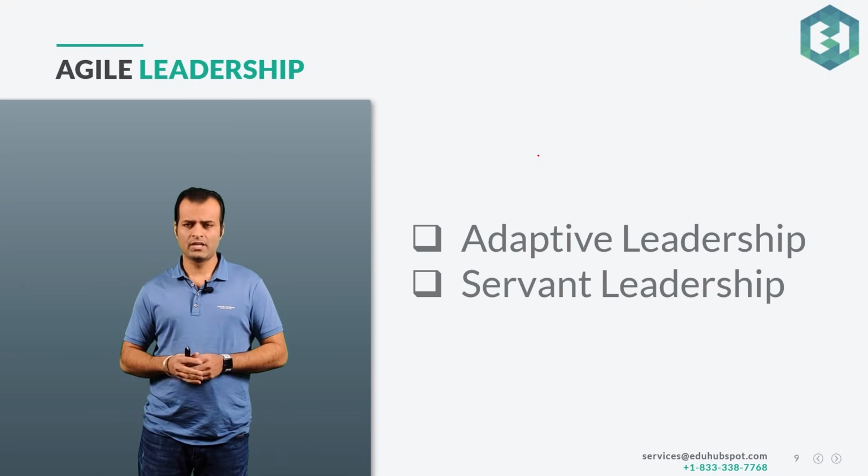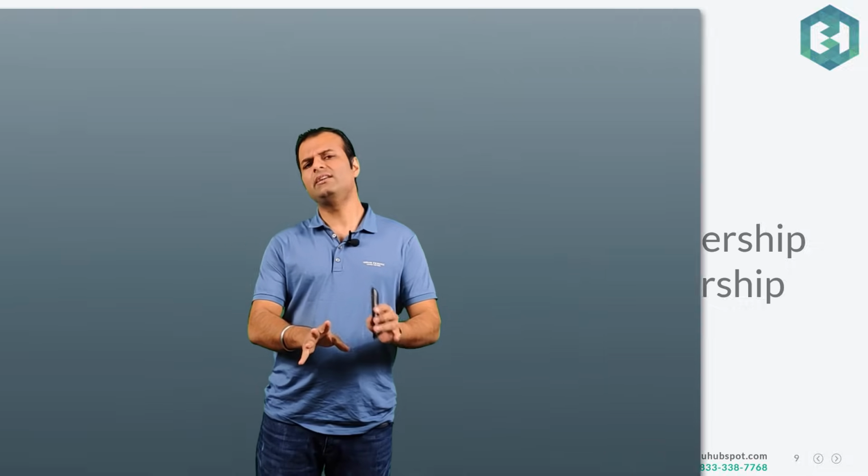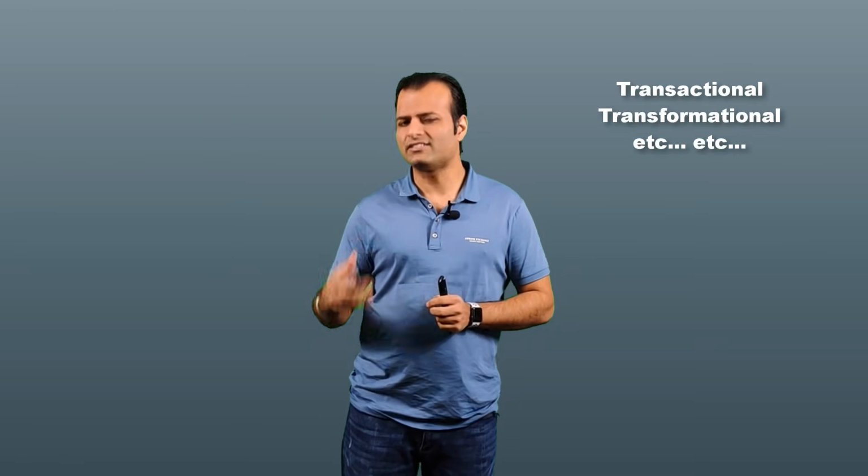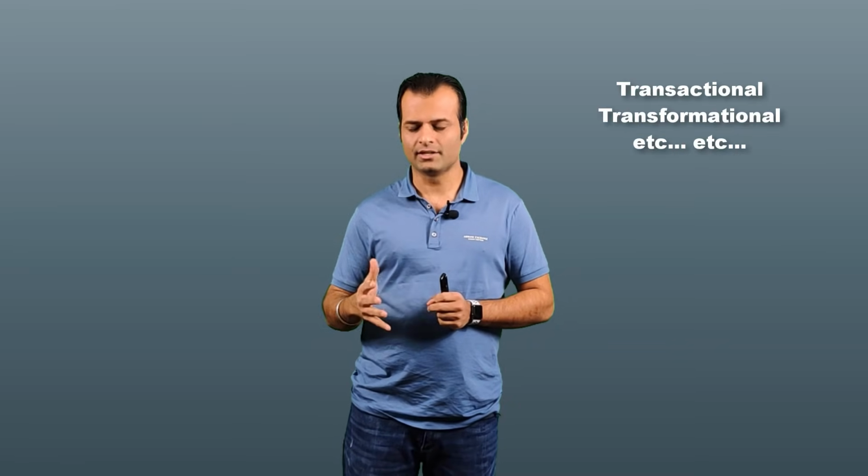Agile leadership. Now, leadership is of multiple types. It's not just about adaptive or servant leadership. There are other leadership types also, which I actually talked about in my introduction section, like transformational and transactional leadership and all those things. But this is specifically covering agile leadership, and let's see what these two are. Oh, remember, I will be asking you a question after this topic.